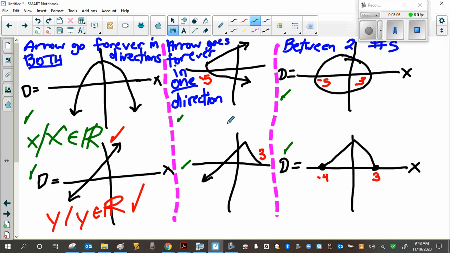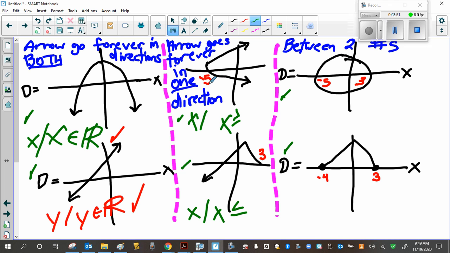Now for arrows in one direction, I'm just going to talk about the domain for now. So on the left to right, x, the horizontal axis, you have one arrow here that goes forever to the right. Whenever you have that on the domain, forever to the right, you write down x is greater than or equal to. If it's on the bottom diagram, forever to the left, you write down x is less than or equal to. Okay, so right on the number line means greater, and left on the number line means less than.